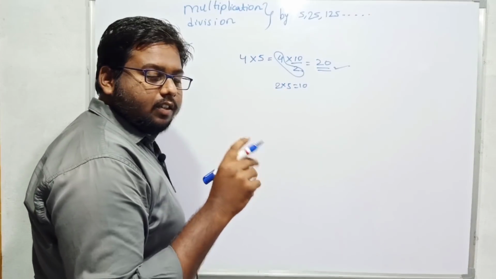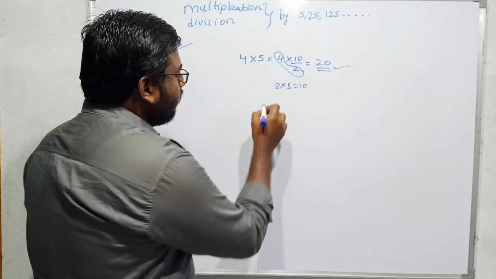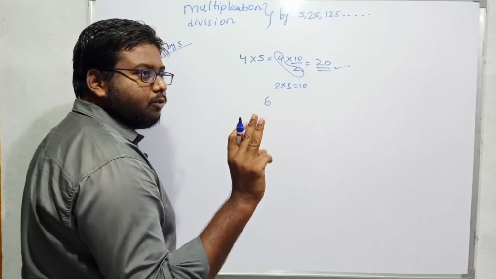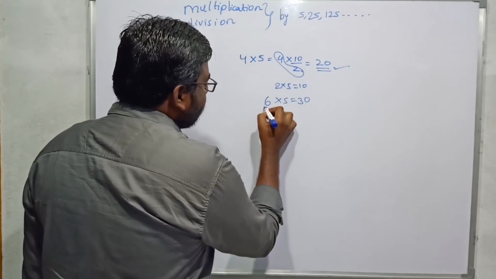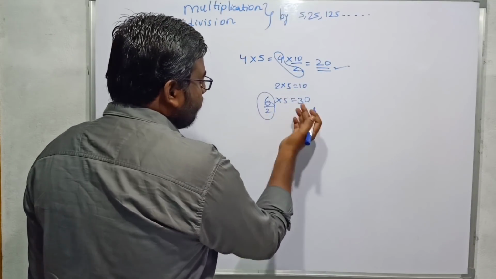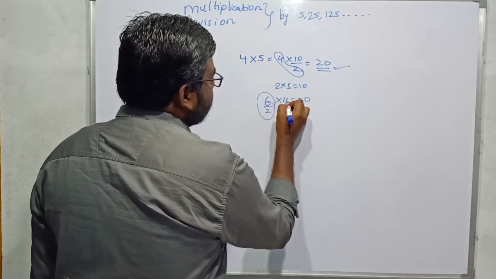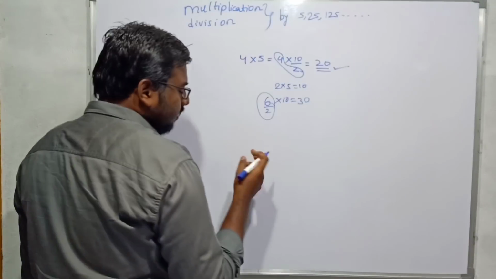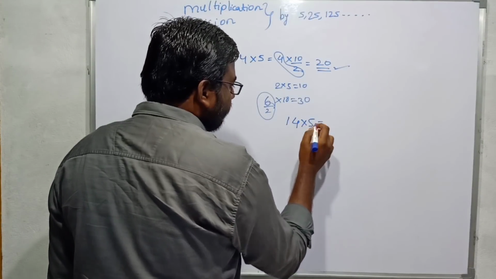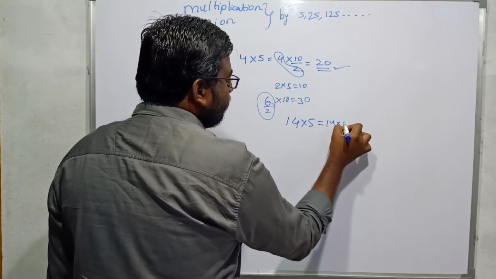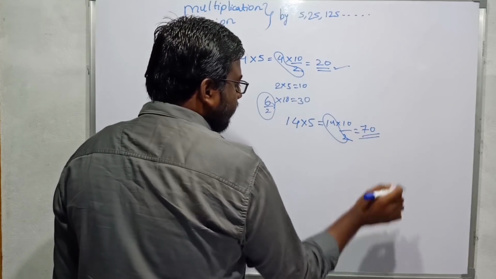For example, how many 5s are there? 2 5s form a 10, right? So in 6, how many 2s are there? 3 2s are there. So 6 into 5 is 30. What I am doing is 6 by 2, which is 3, and beside it 0, so 30. That means I will write this 5 as 10 by 2. So I got a clarity that if I have to calculate 14 into 5, I will calculate 14 into 10 by 2. 14 by 2 is nothing but 7, and 0 beside it.